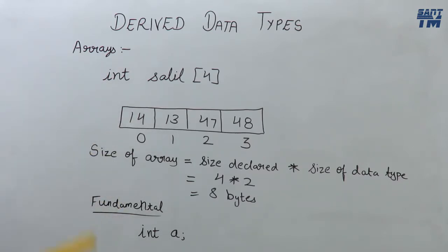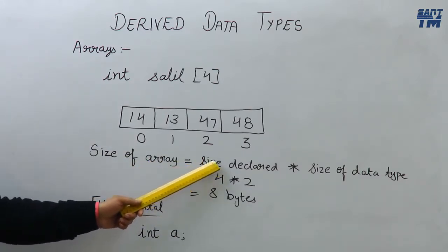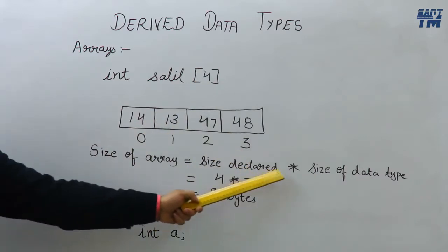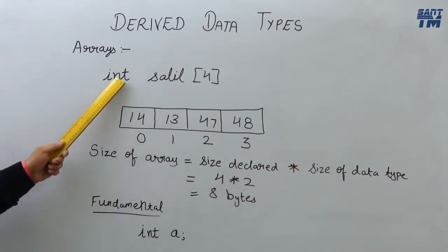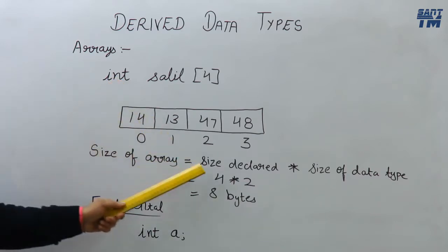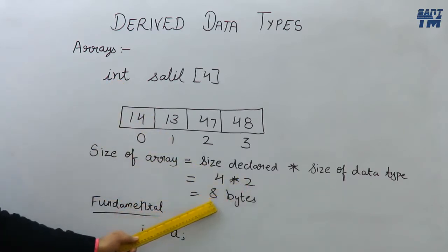Also note that the size of the array is calculated by this formula: declared size, here the declared size is 4, multiplied by the size of the data type used. The data type used is int. Int is 2 bytes in C++. So 4 into 2 gives 8 bytes.